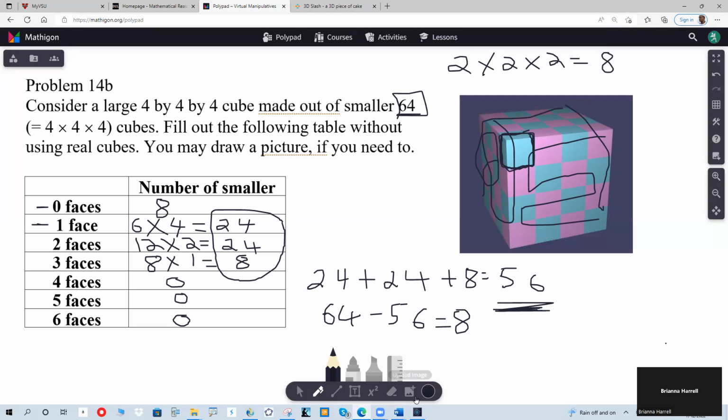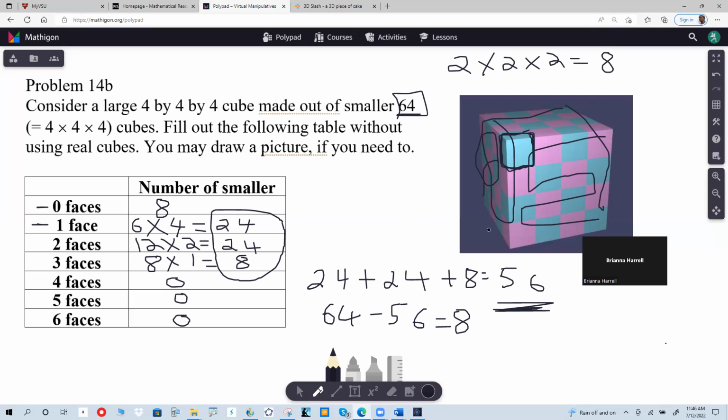Let's pause here a little bit, see what's going on. Brianna, do you follow what we're doing? Yes. Any questions? I'm good right now.